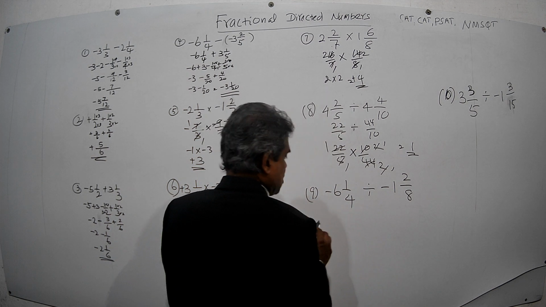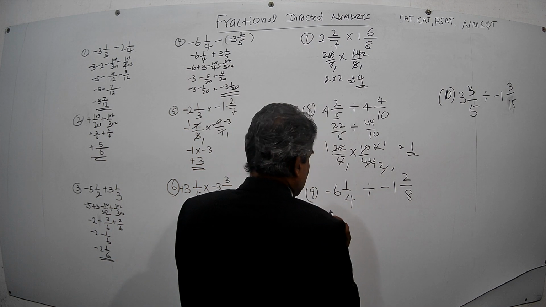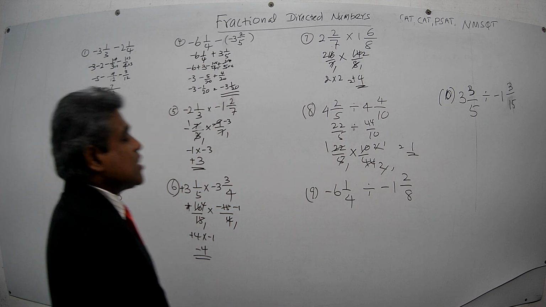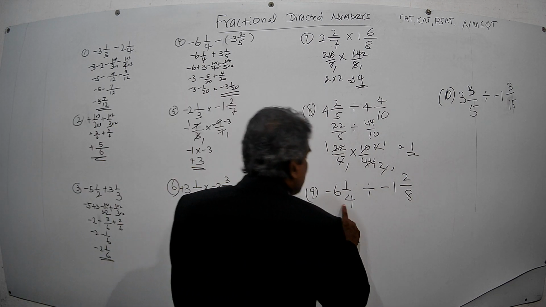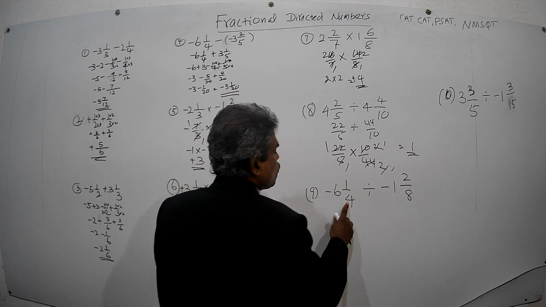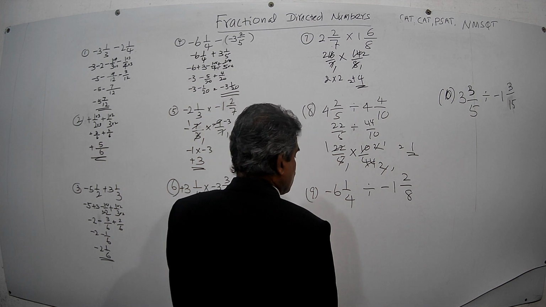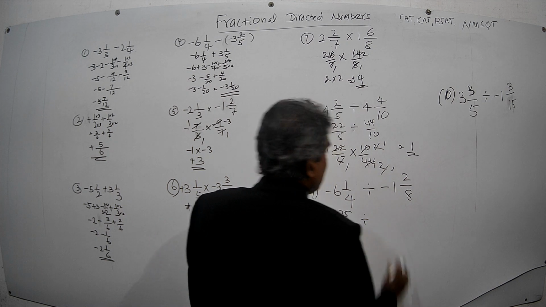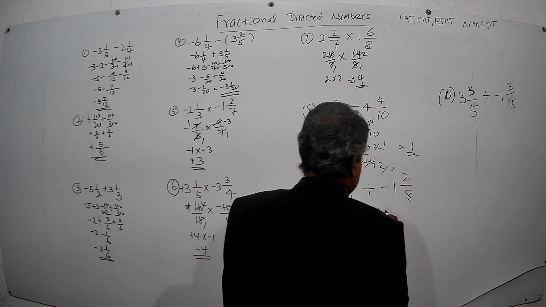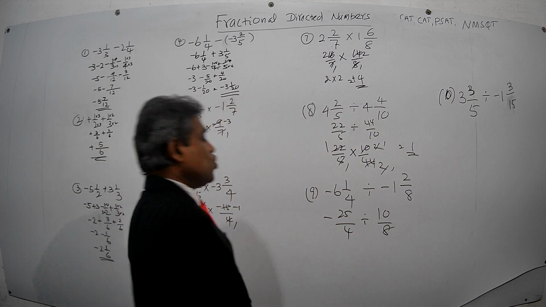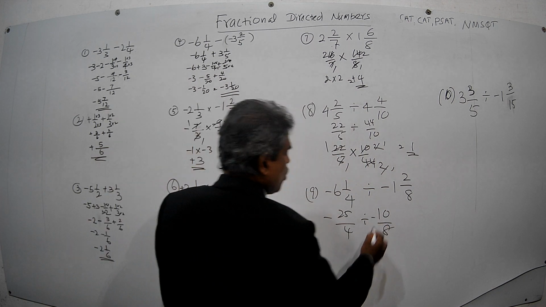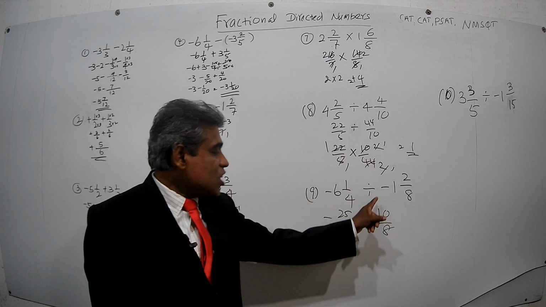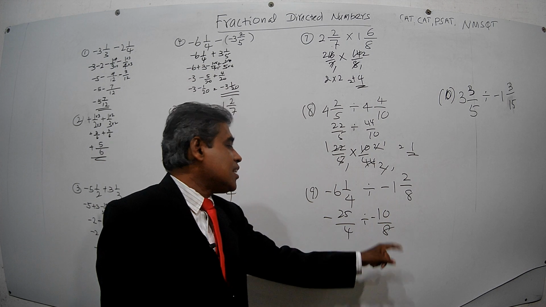Then the sign of the answer has been determined. Now to find the answer, first of all, in this case, as both the fractions are mixed fractions, they have to be converted into improper fractions in the first place. 4 times 6 is 24, plus 1 is 25, over 4, minus, and division. 8 times 1 is 8 plus 2, 10. This one is 10 over 8, and that is also negative. Now you have to convert this division into multiplication by turning the fraction after the division sign upside down.